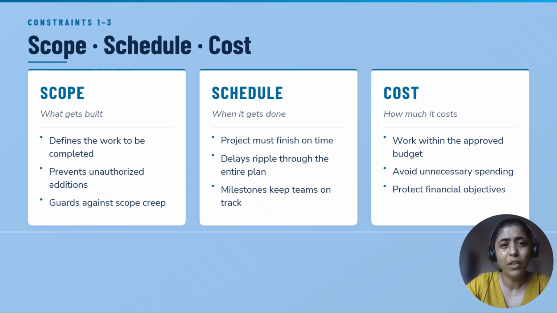Now let's begin with the first 3 constraints, often known as the iron triangle, that is scope, schedule, and cost. Scope simply defines what the project will deliver. Think about ordering a pizza. You ordered a medium pizza with 4 toppings. After the pizza is ready, you suddenly ask for stuffed crust with extra cheese, garlic bread, and dessert, all without paying extra. The restaurant will probably say no, or they will ask for more money.